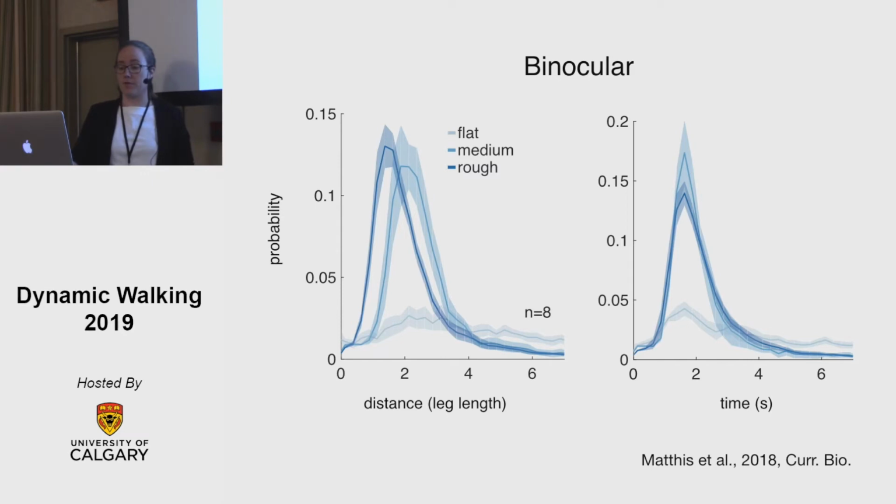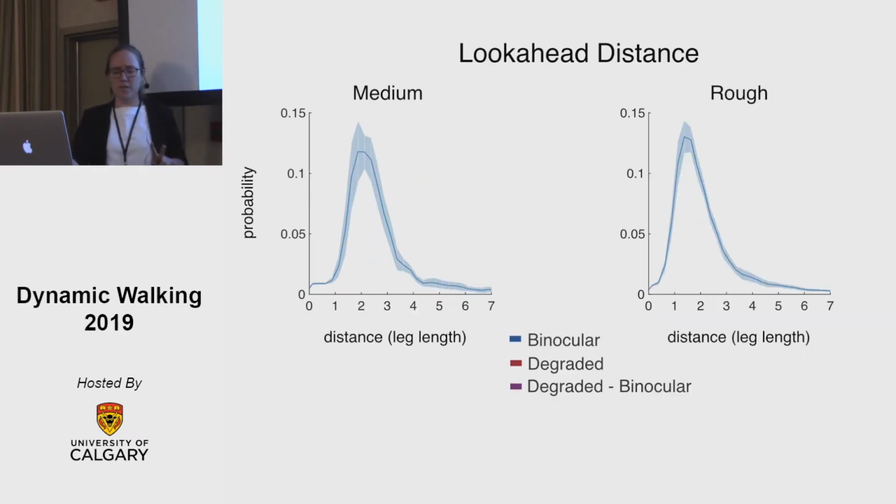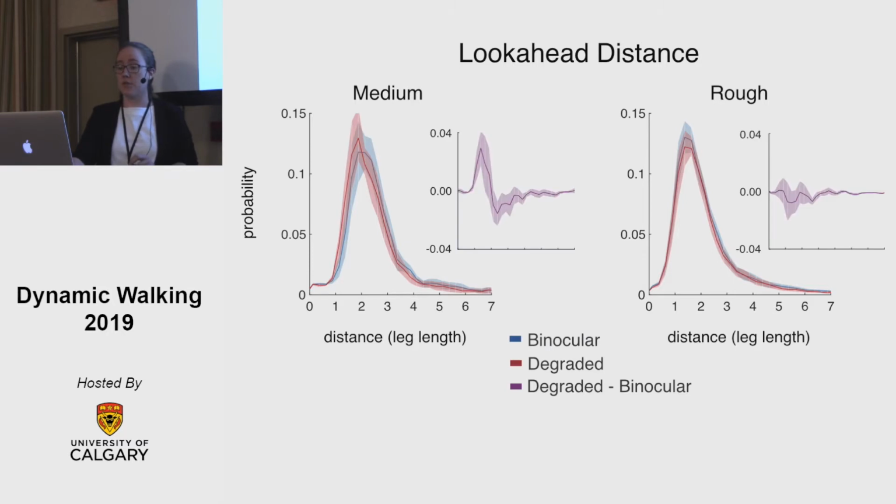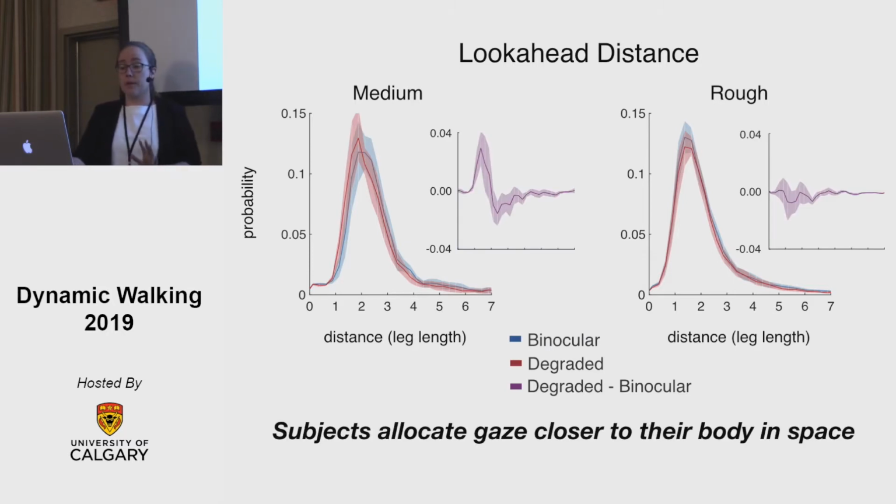But we're here for the binocular vision, so let's compare to the binocular degraded condition. We'll focus on the medium and rough terrain where gaze is clearly coupled to gait. And now overlaid are the look-ahead distance distributions in the degraded condition. There's a shift for the medium terrain, which becomes more apparent if we look directly at the average difference across conditions, which I'm plotting here with these purple traces. So, in the medium terrain, subjects allocate their gaze closer to their body in space.